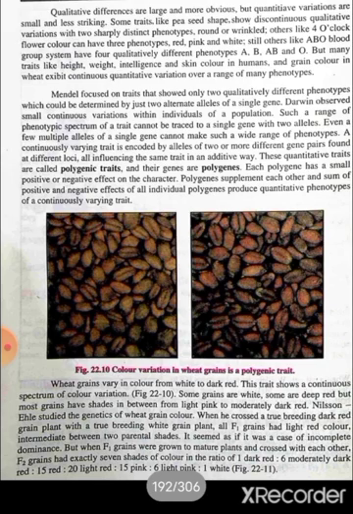Some traits like pea seed shape show discontinuous qualitative variation with two sharply distinct phenotypes, round or wrinkled. Others like four o'clock flower color can have three phenotypes: red, pink and white. Still others like the ABO blood group system have four qualitatively different phenotypes: A, B, AB and O. But many traits like height, weight, intelligence and skin color in humans and grain color in wheat exhibit continuous quantitative variations over a range of many phenotypes.